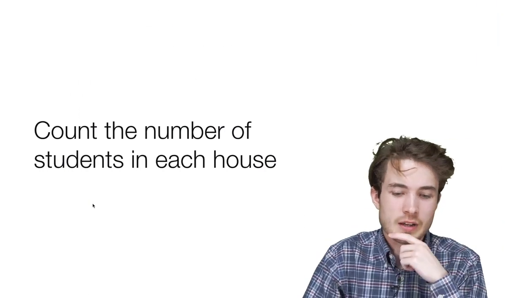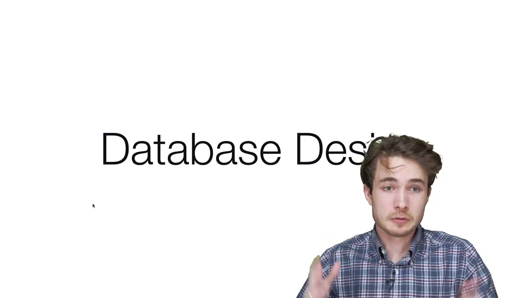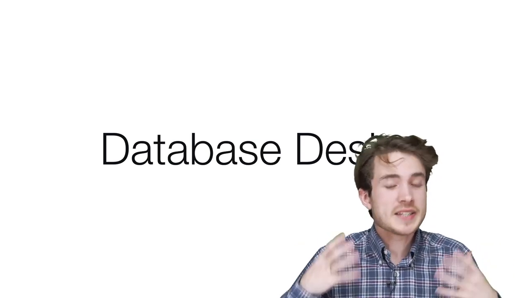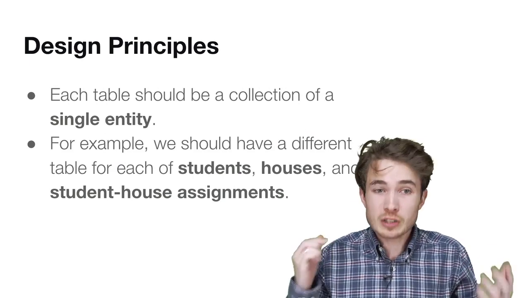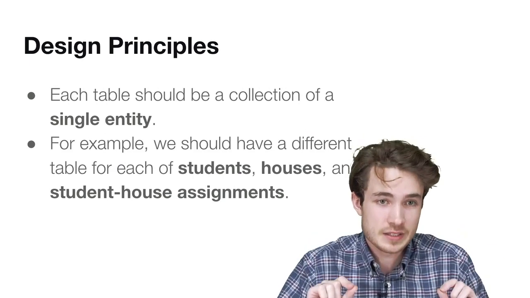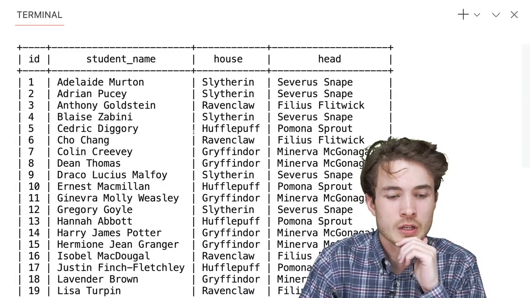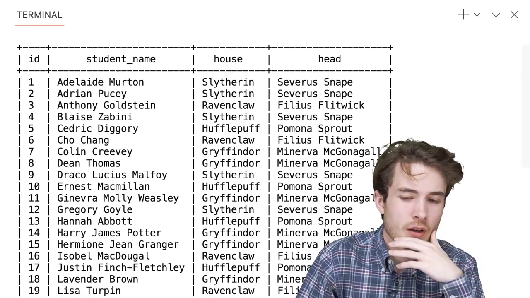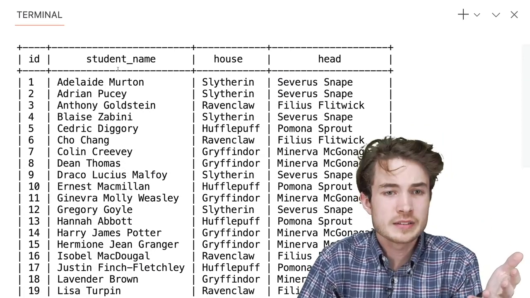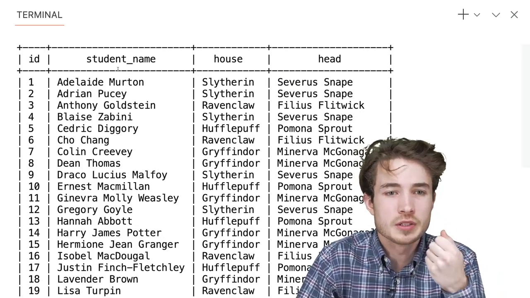So I'll go back to our slides. Let's think about database design. One principle for a database is that every table you have inside of your database should only represent a single entity. And we've actually kind of broken that rule here. If I go back into my table, well, I have students in this table. It is a table of students, but I also have houses, I have heads. There's lots of things going on here that don't just belong to students, right?